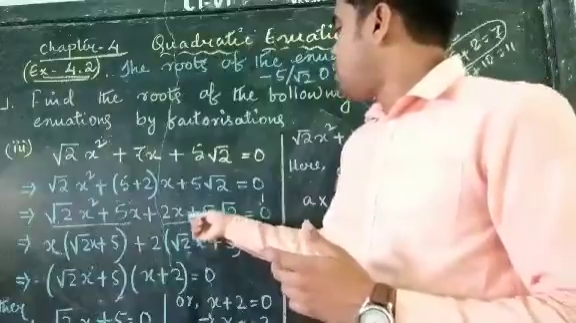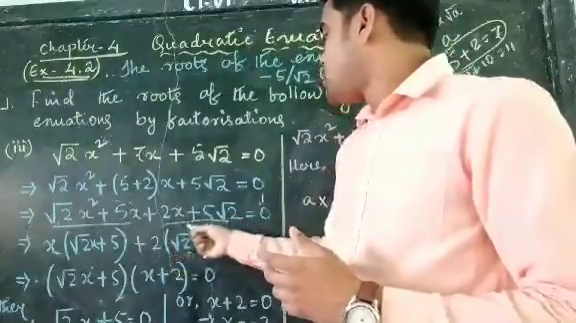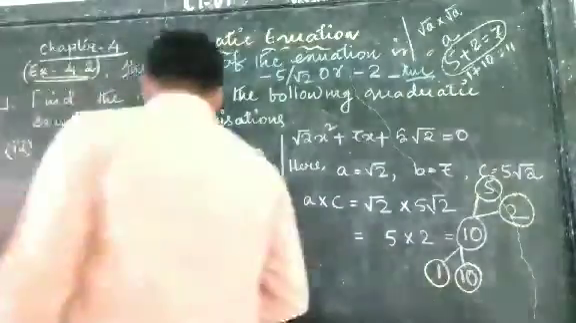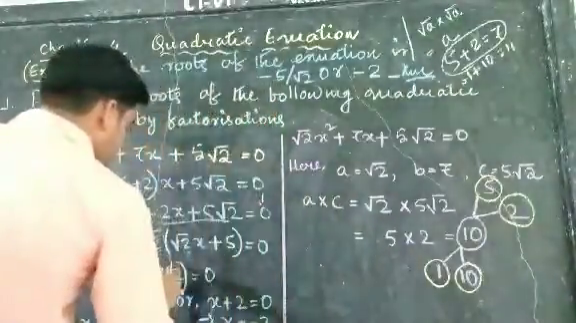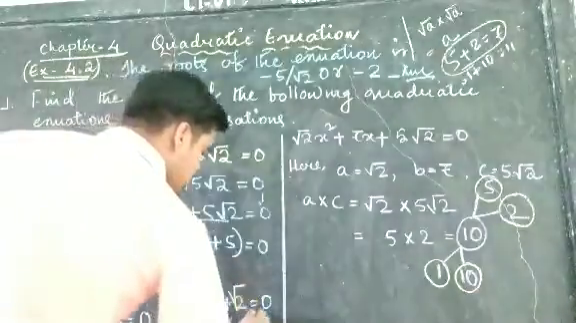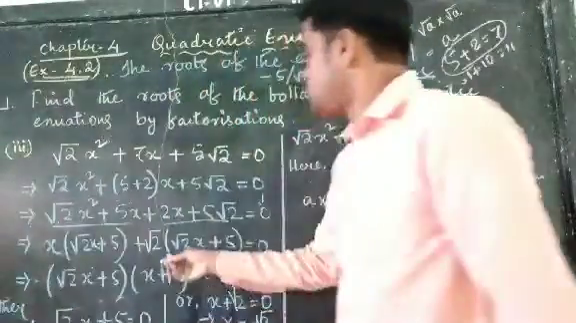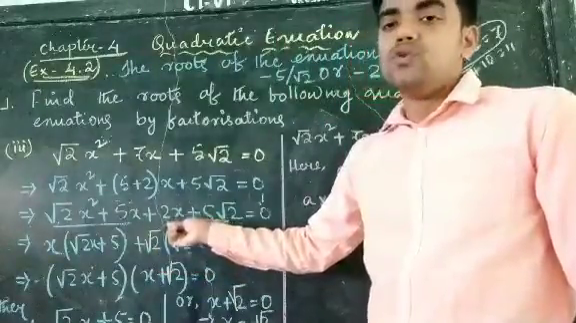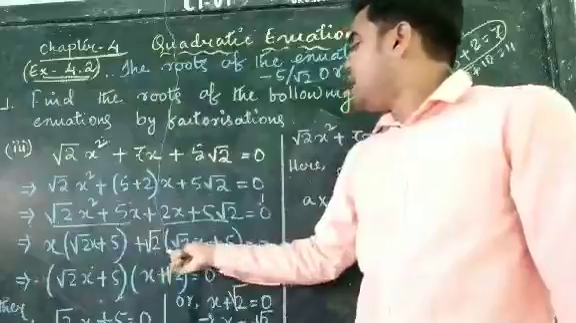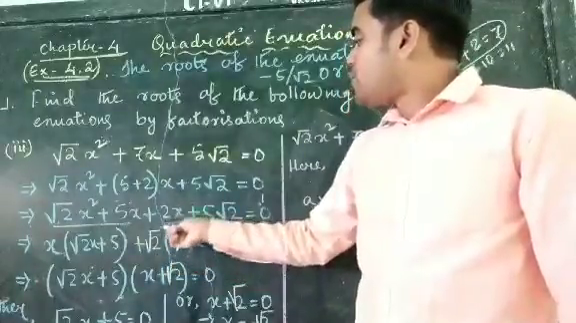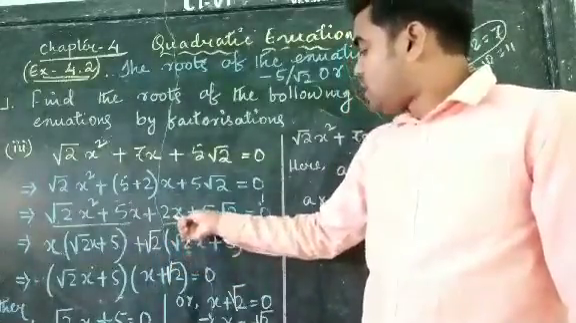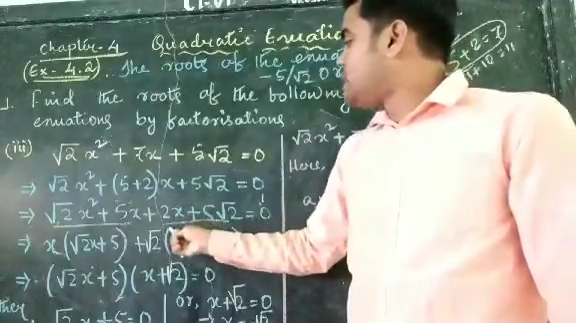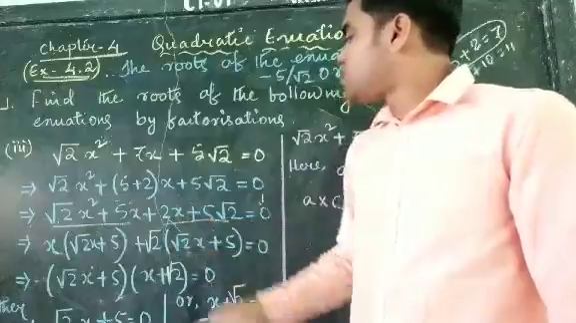What is the common between them? Root 2 is common. Why? Because when you multiply root 2 by root 2, the answer will be 2. That's why root 2 is common. So when we take root 2 common from 2x, what is the remaining term? Root 2x, because root 2 multiplied by root 2 equals 2, so the remaining term is x.